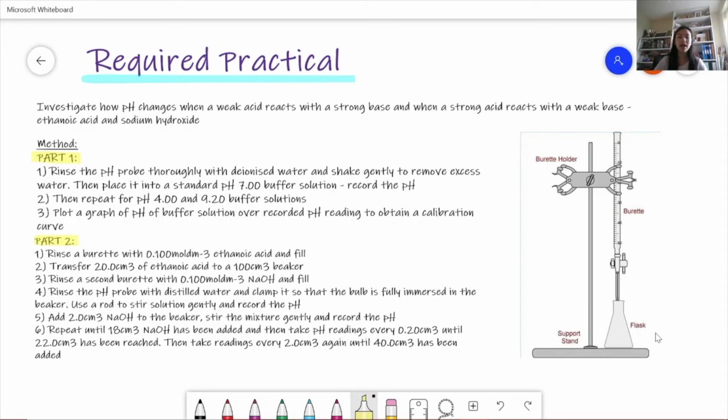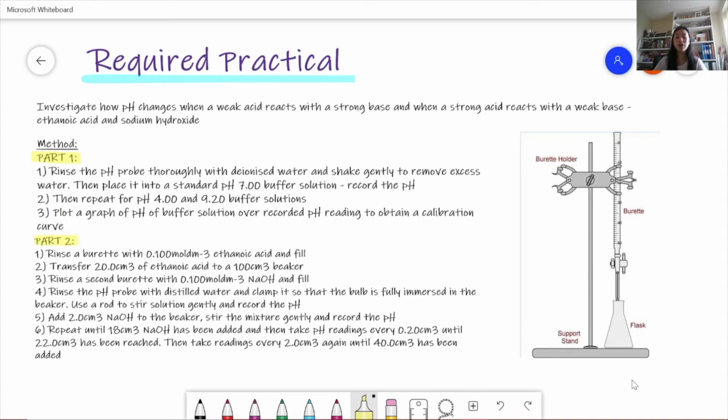So the diagram on the right is of a normal titration, but the setup would be like this, but with a pH probe and using a beaker instead of a conical flask. So in the burette at the top, we would have the sodium hydroxide, and in the beaker at the bottom, we would have ethanoic acid and the pH probe, and probably a stirring rod.